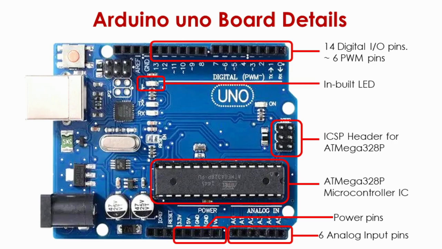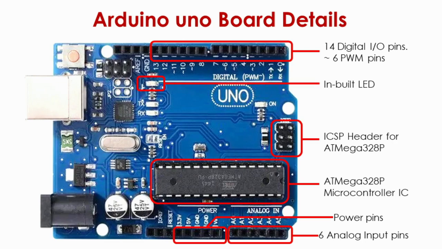These pins are used to program the microcontroller chip. Then on the bottom you can see the Atmega 328P microcontroller IC or chip. Below that there are power pins like 3.3 volt or 5 volt, and there are 2 ground pins. And at the bottom, the very right, there are 6 analog input pins. So these 6 analog input pins are used to give analog inputs to the Arduino Uno board.